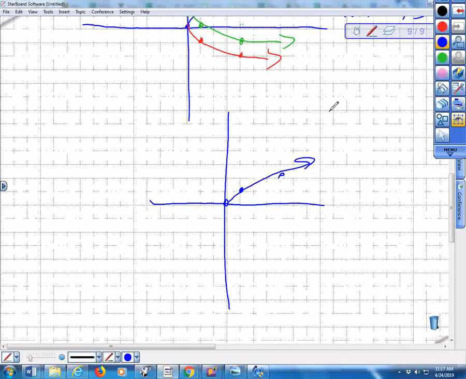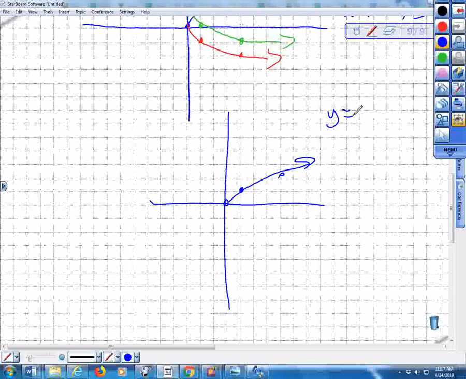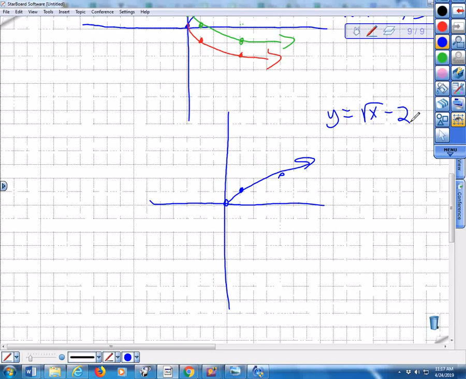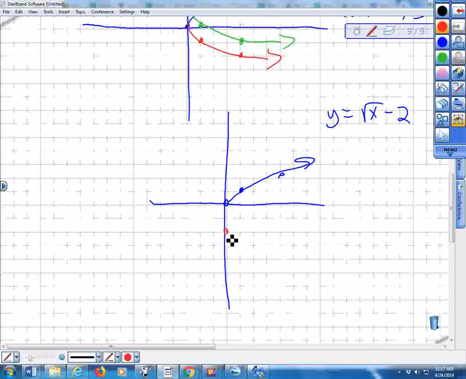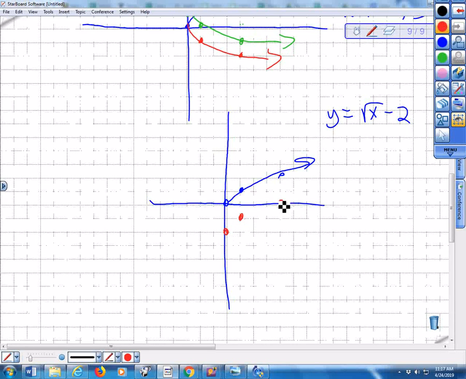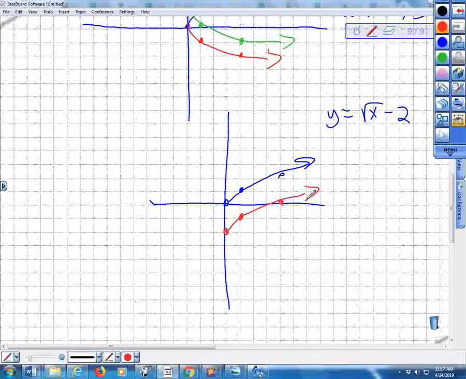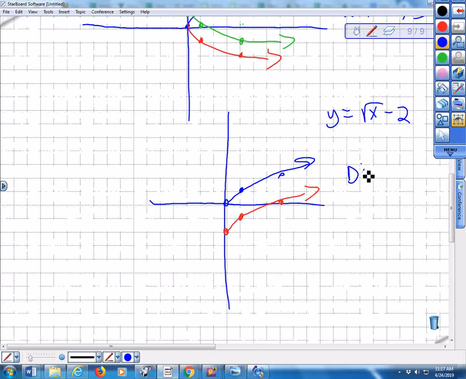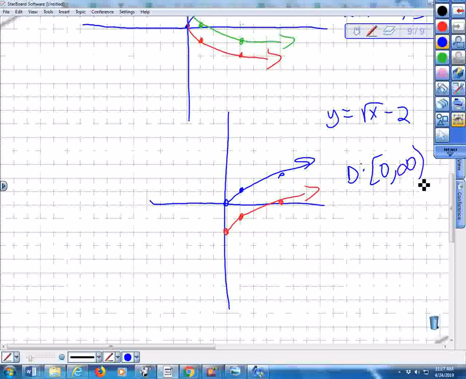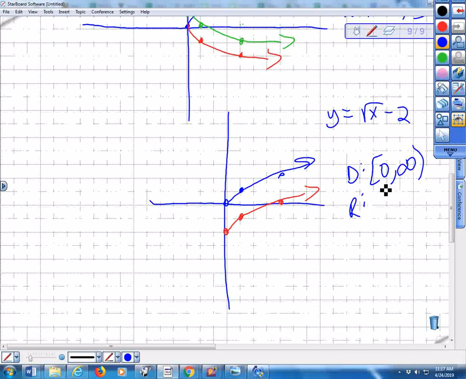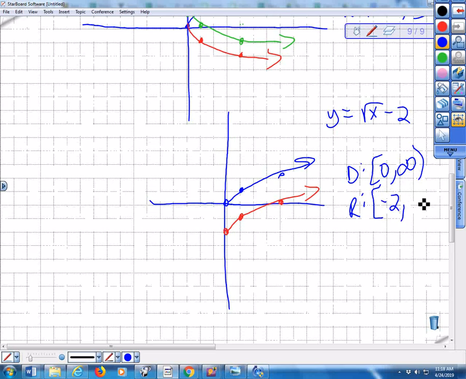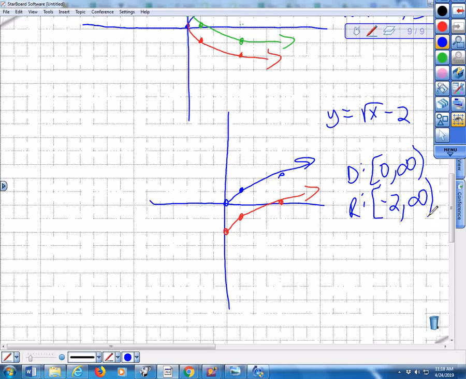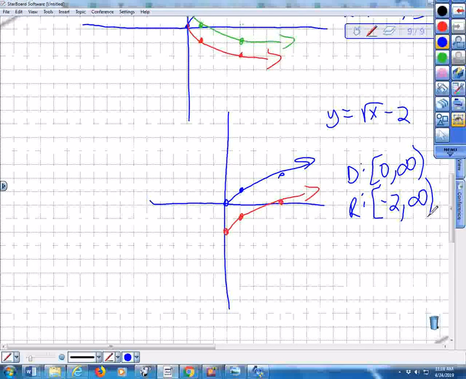Graph again, and it's y equals square root of x minus 2. So there's the square root of x. Shift it down 2. There's my final function. And the domain of this function, again, is everything greater than 0, and everything greater than -2 for the range. Question on that?